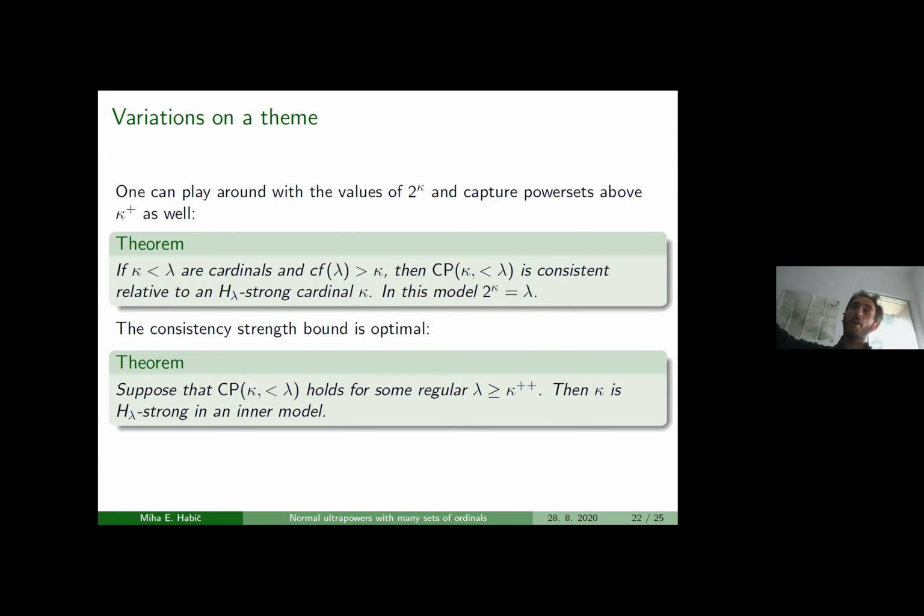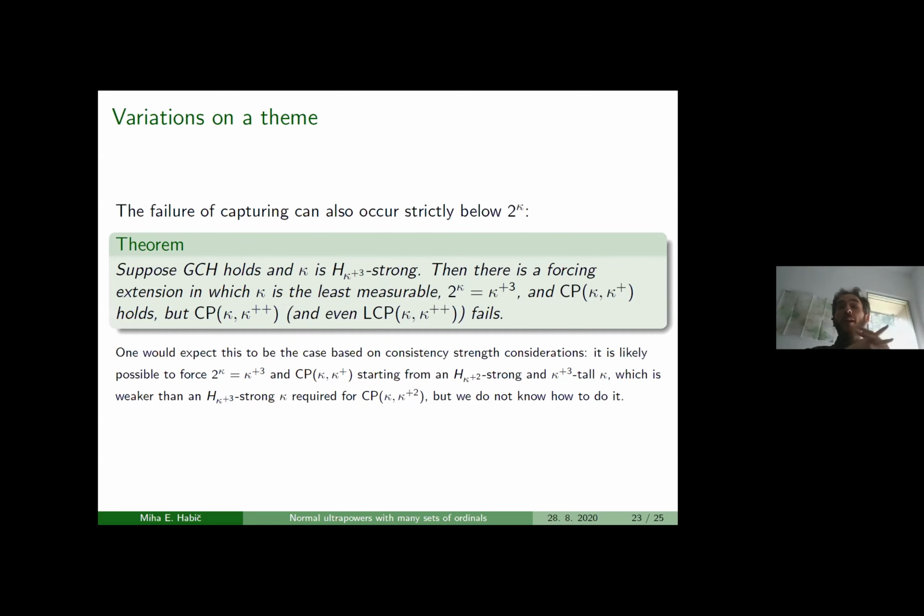All right. All of the examples here had capturing all the way up for as long as you could go, right? All the way up to the continuum. But we can also get the failure of capturing to happen strictly below 2 to the kappa, all right? So one example of this is this sort of weird constellation of properties.